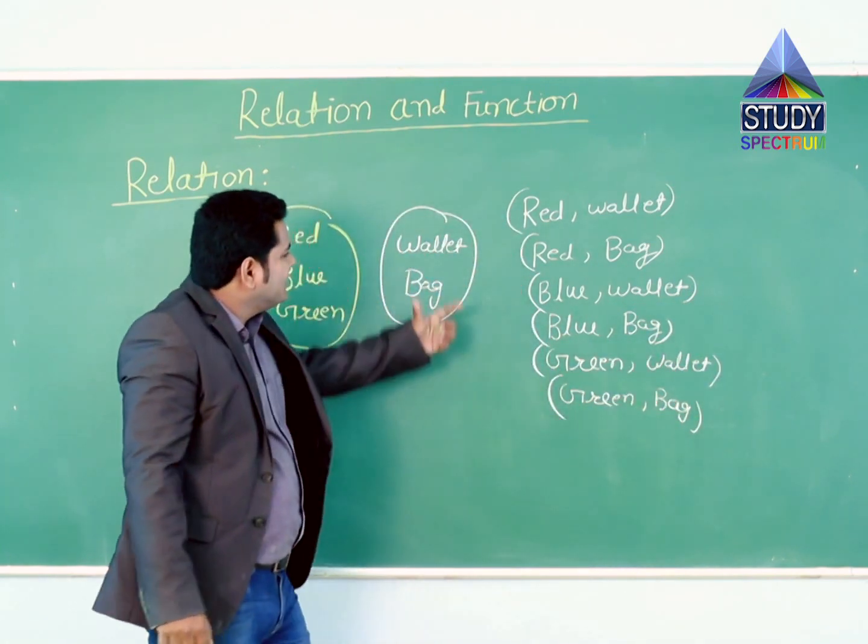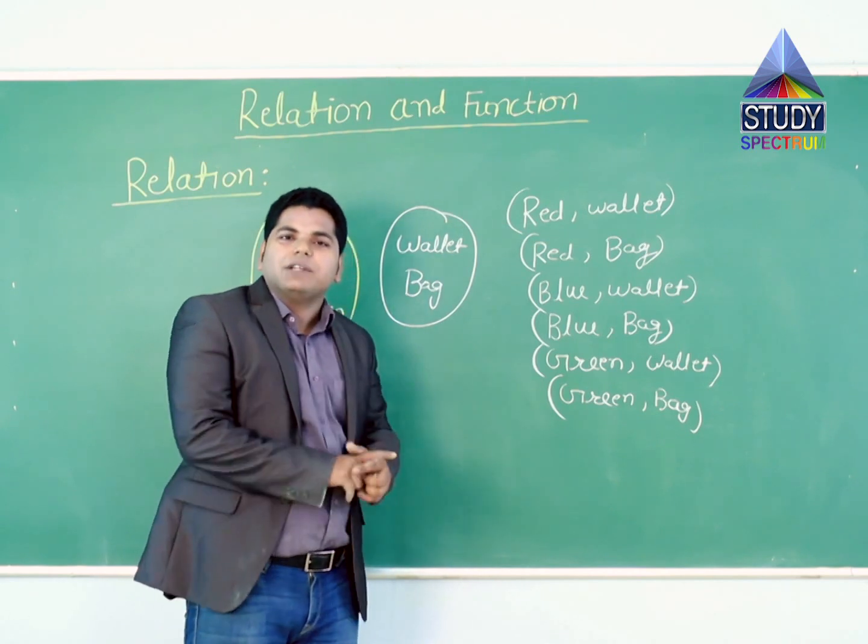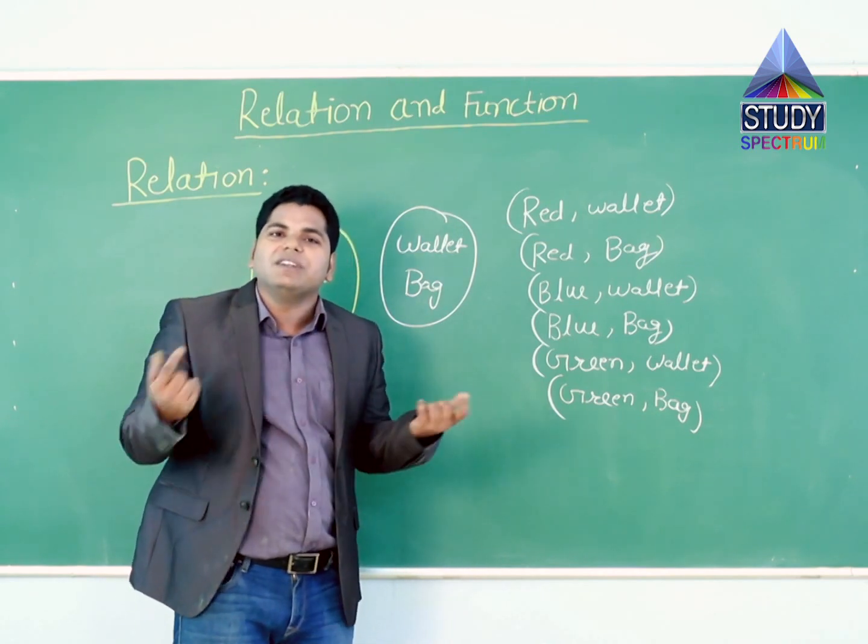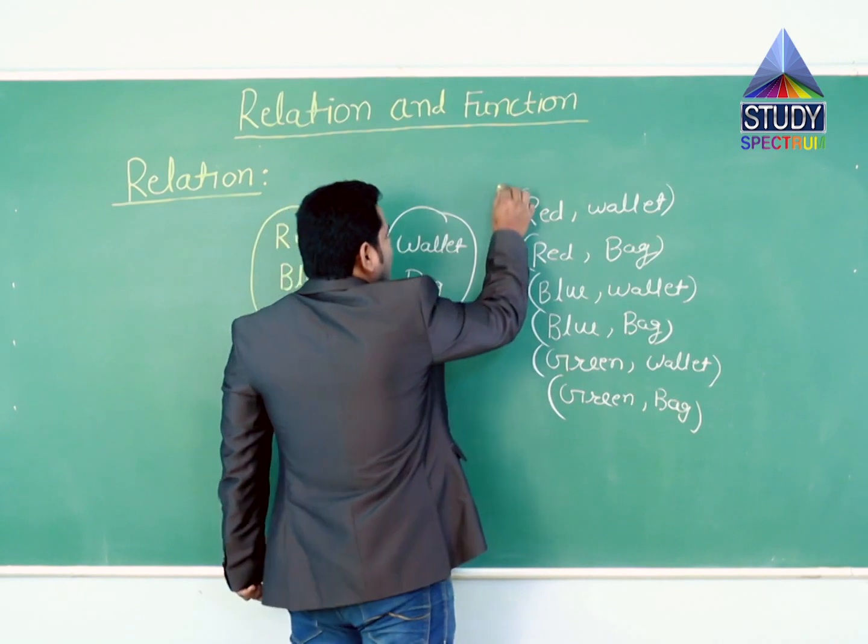When you make these as ordered pairs, and you make these ordered pairs into a set, then you get the Cartesian product between two sets.